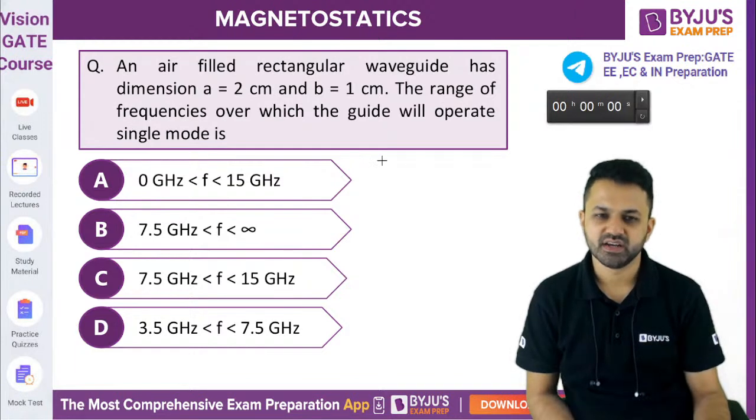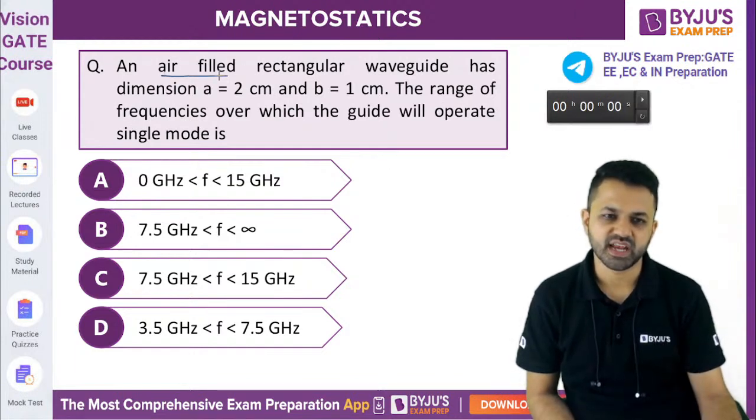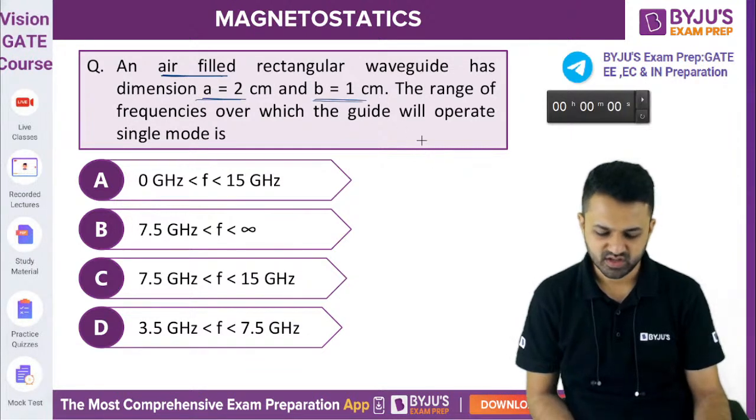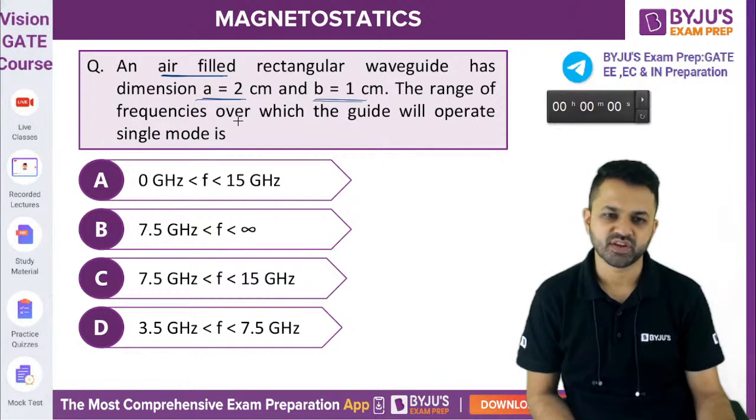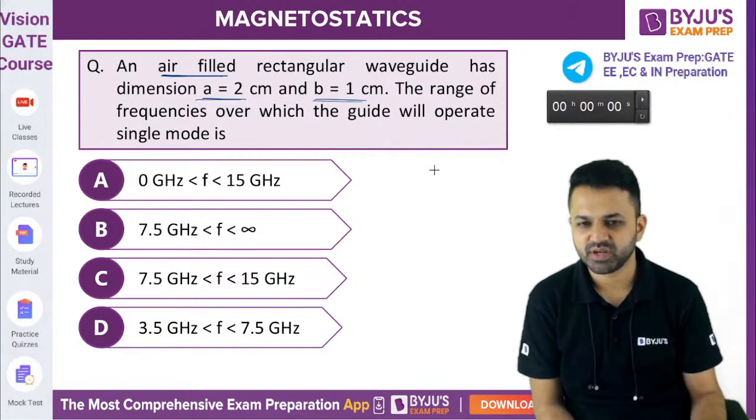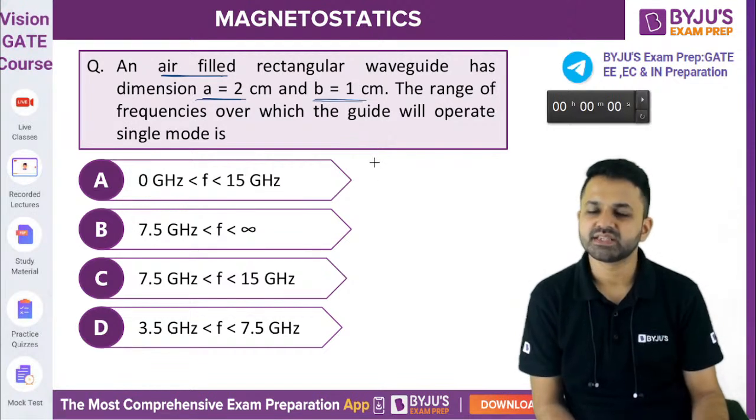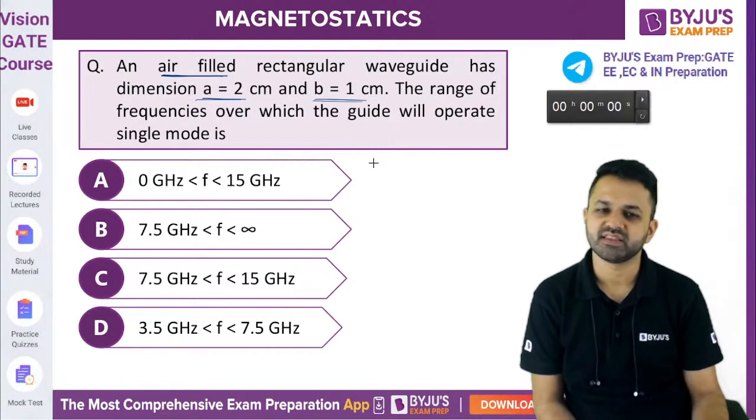Now coming to this part, here we have calculated that an air-filled rectangular waveguide has dimension A equal to 2 and B equal to 1. Then the range of frequency over which the guide will operate in a single mode. So what do you mean by the single mode? That means the waveguide should operate only in one mode.